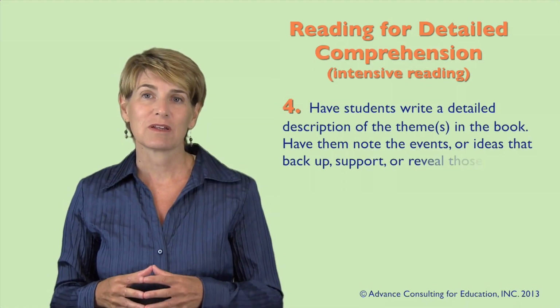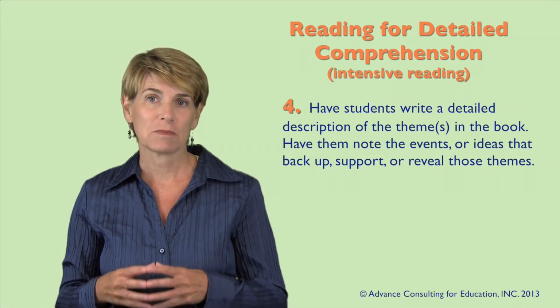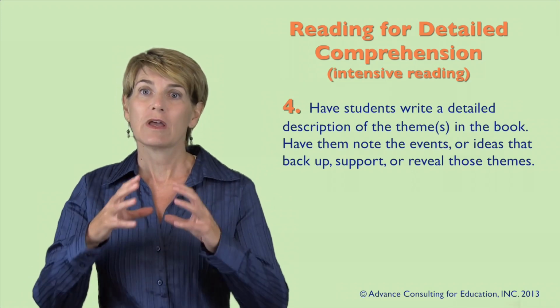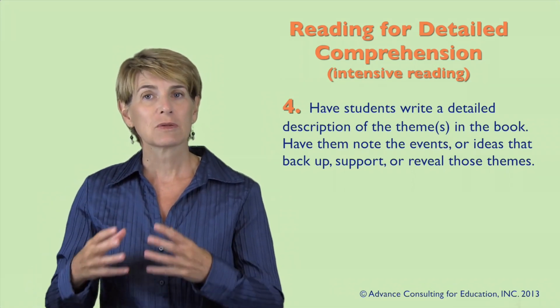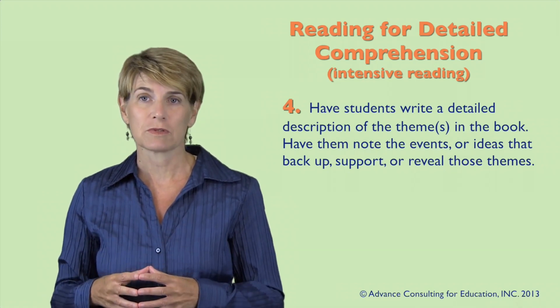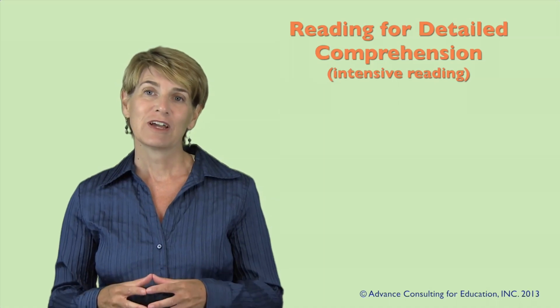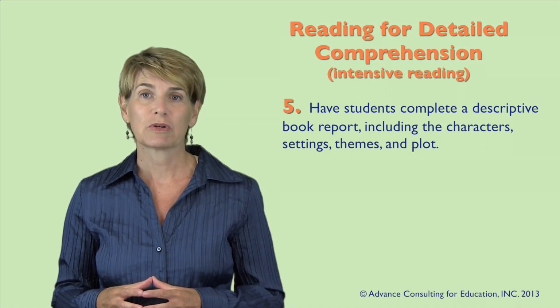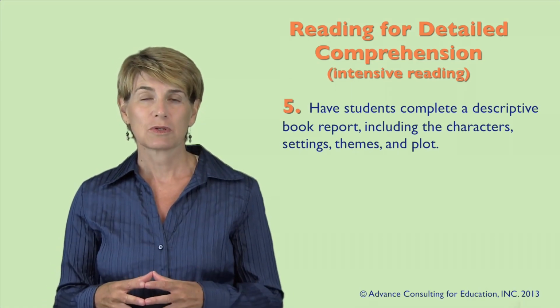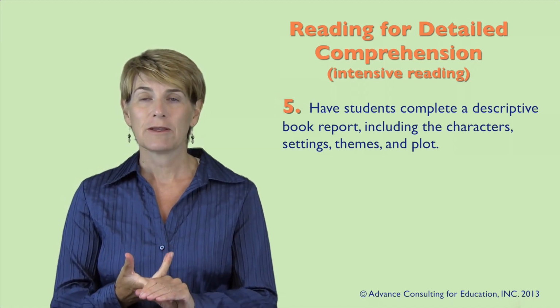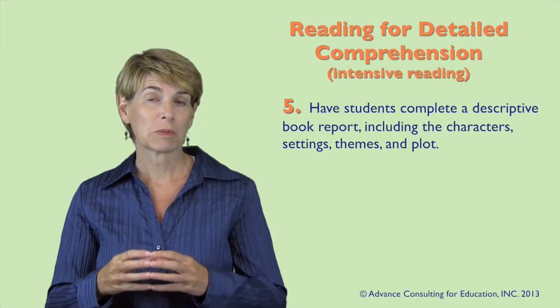You can have students write a detailed description of the theme or themes that are presented in the book. So as the story unfolds, have students take note of the main themes that they're seeing, and then also have them note the events or the ideas that back up or support or reveal those themes. A final detailed comprehension activity is to have students complete a descriptive book report. So as they go, students are making notes about the characters, the settings, the themes, and the plot. They then put this into a formal descriptive report of the story.